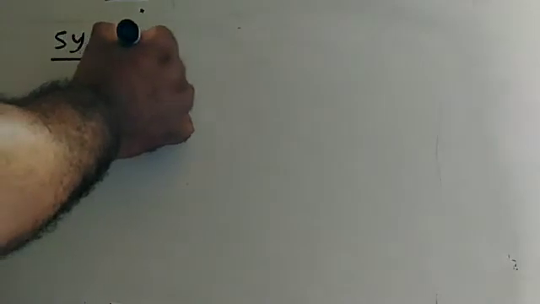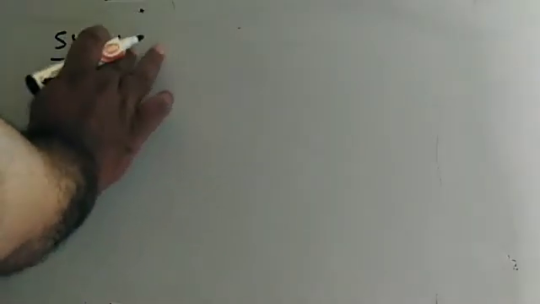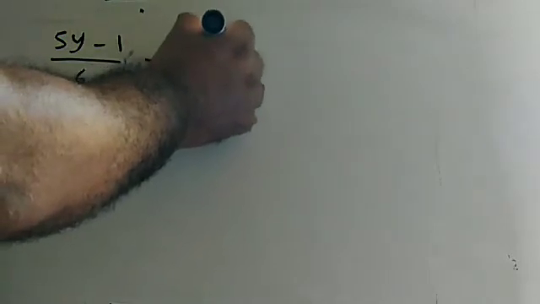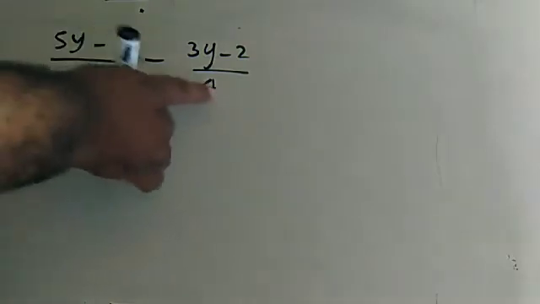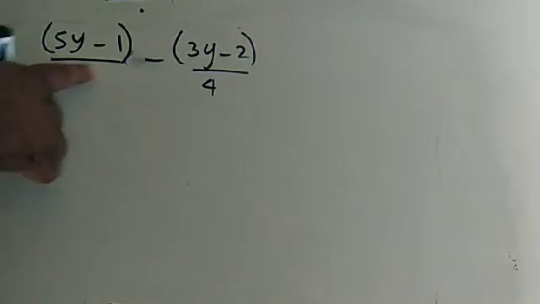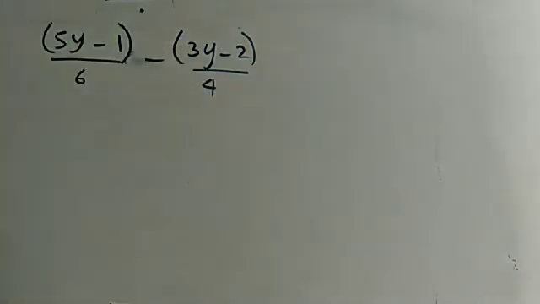Then another example: 5y minus 1 upon 6 minus 3y minus 2 upon 4. Here look at this. Unequal denominators here. Numerator algebraic expressions are there. How can we equalize this? What is the common denominator of 6 and 4? 6 and 4, yes, 12, no?